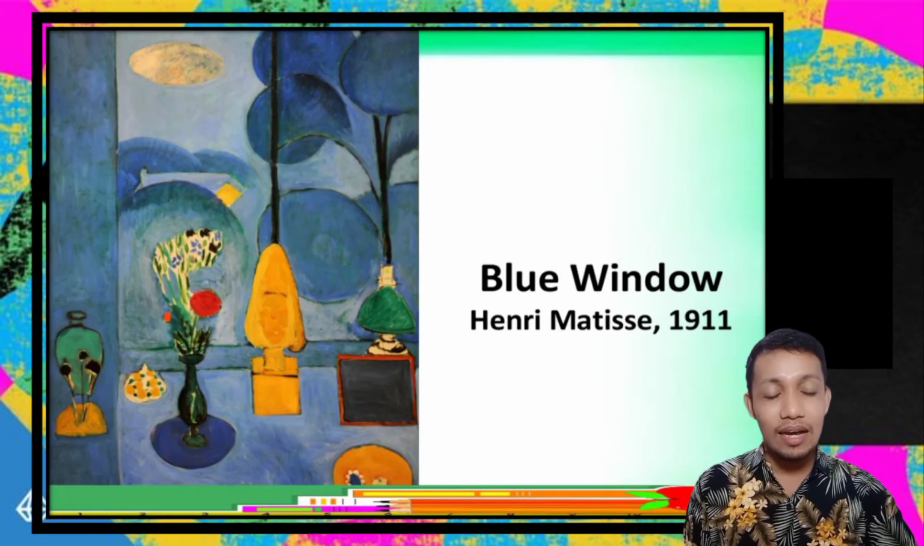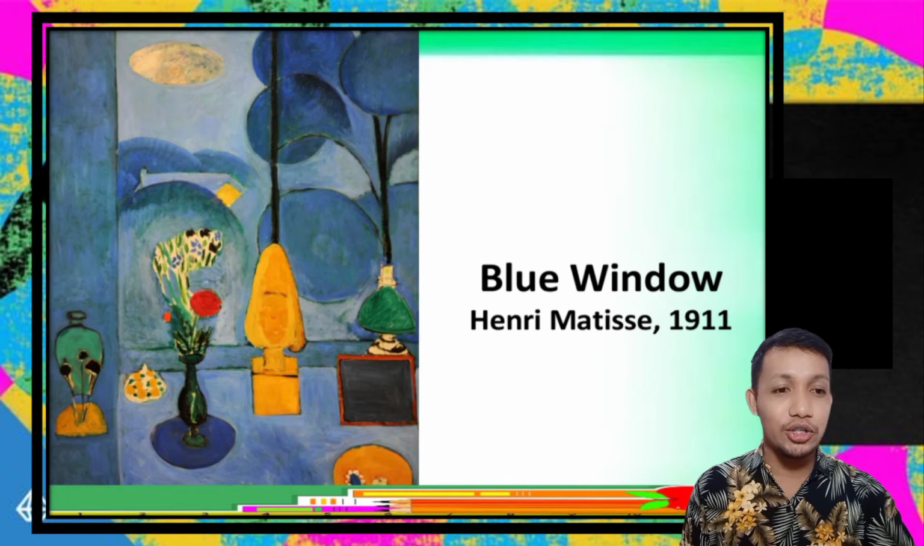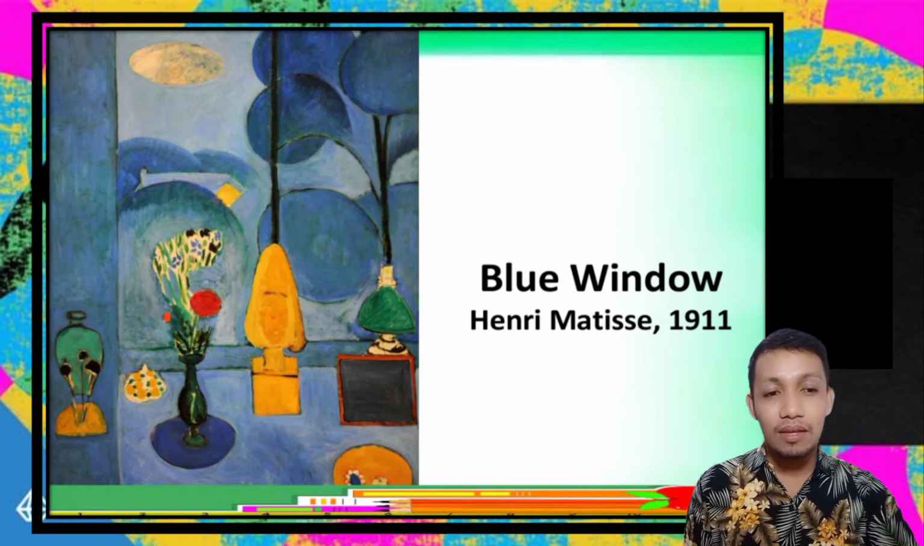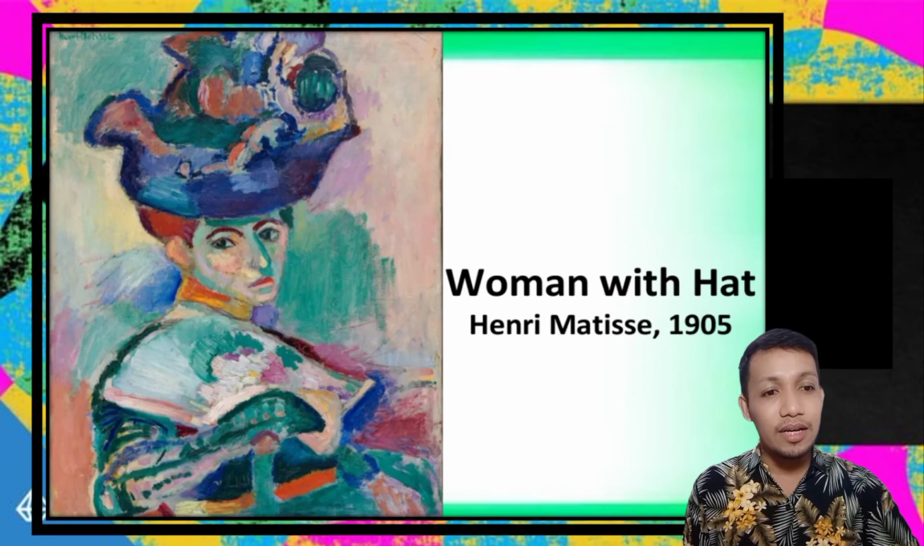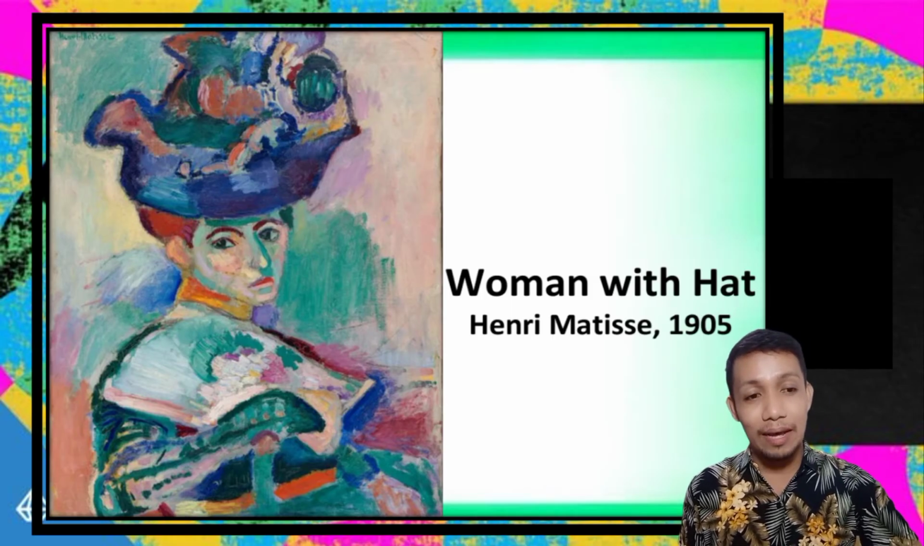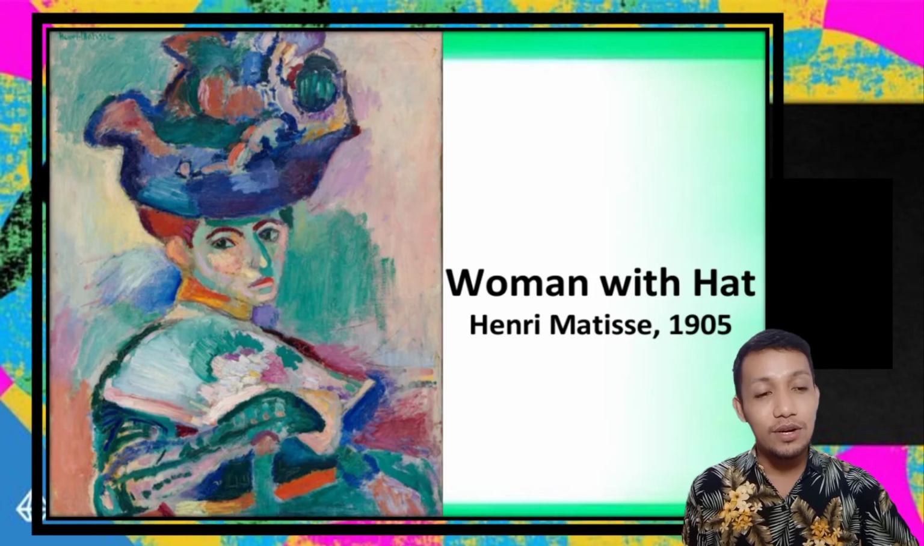Here is an example of a picture that shows Fauvism. It is entitled The Blue Window, and this was painted by Henri Matisse in the year 1911. Another one is Woman with Hat, still a painting of Henri Matisse in the year 1905.